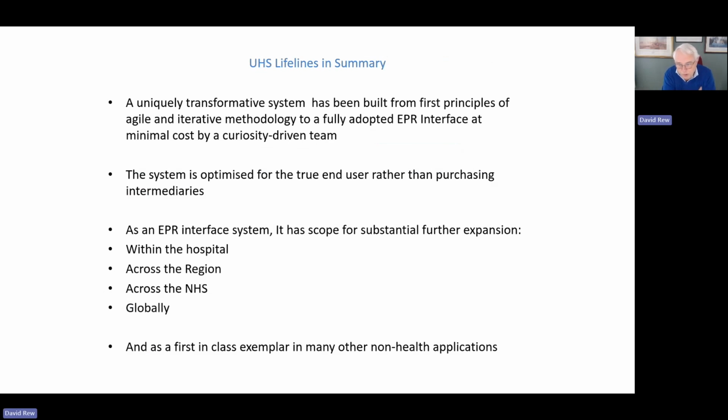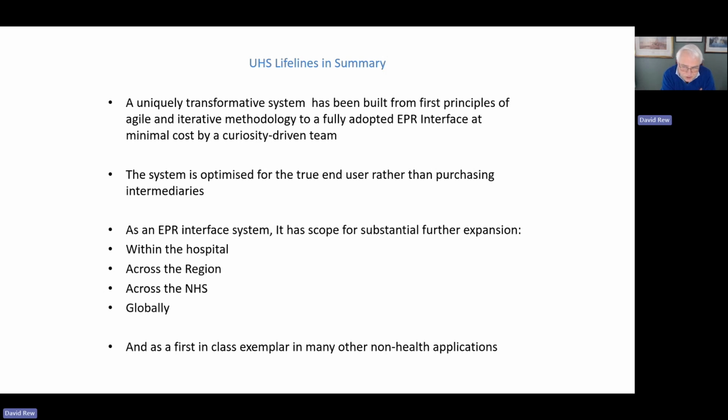So in summary, we've built within one hospital system, and this is our problem as much as our solution, an integrated system which gives us a fully adapted EPR interface, and it was built at minimal cost without commissioning by the trust. We took the idea and it was accepted, and it was sufficiently powerful that it spoke for itself when it was complete. It's been optimized for the end user rather than the purchasing intermediaries, as with most systems in most hospitals. And we recognize that it's got considerable scope for further expansion within the hospital, across the region, across the whole NHS, and in fact, globally as well.